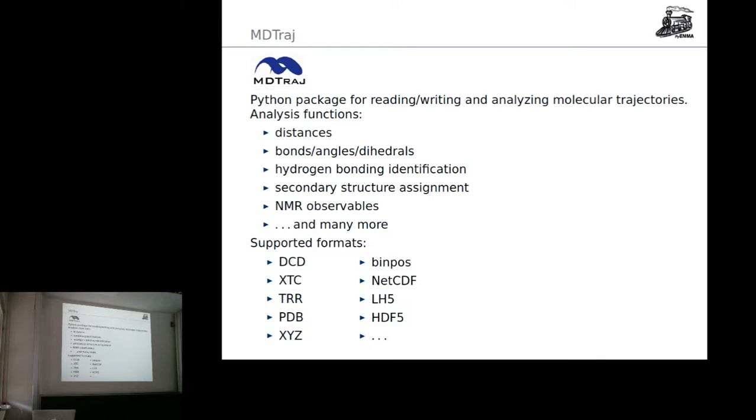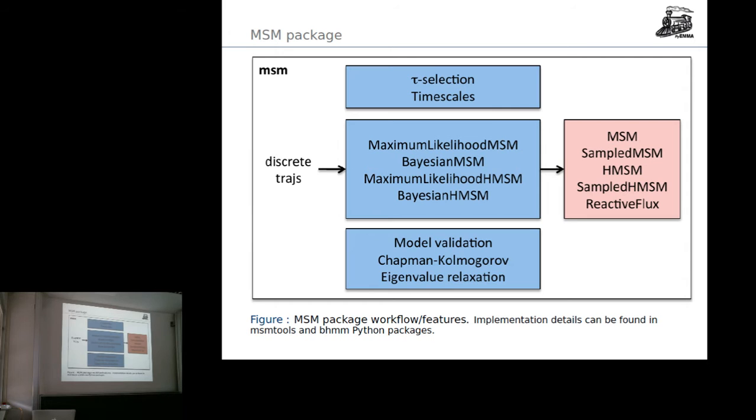MDTraj is also used to extract order parameters, like distances, angles, dihedrals, NMR observables. They have a bunch of features. Most of them are wrapped in PyEMMA, but you can also just use a custom feature and write your own function to extract order parameters to feed it to PyEMMA.